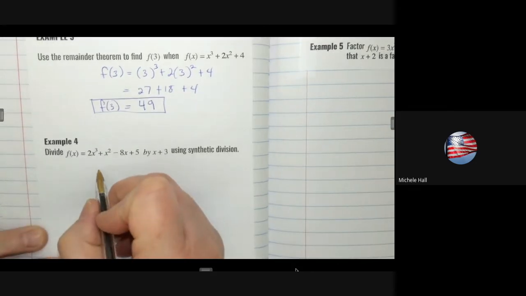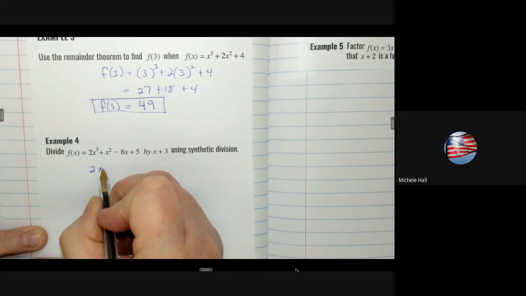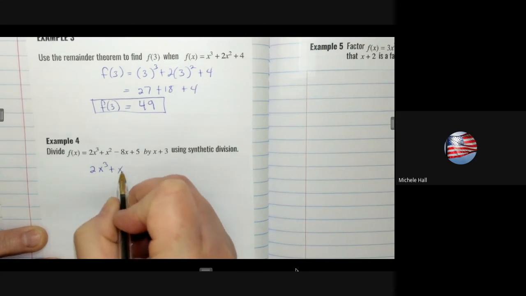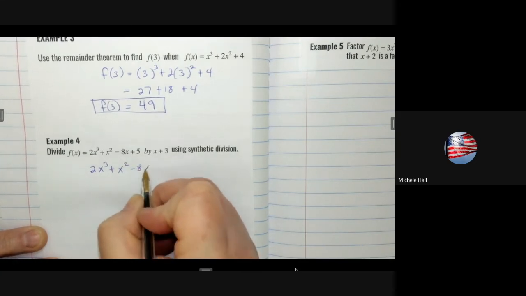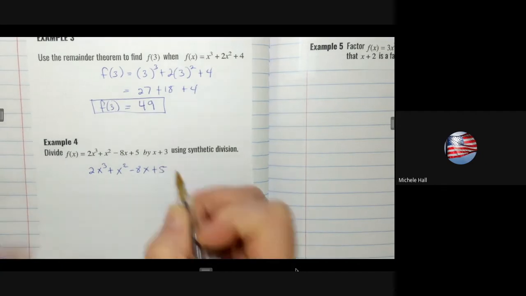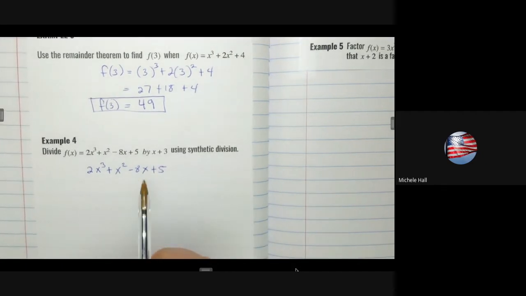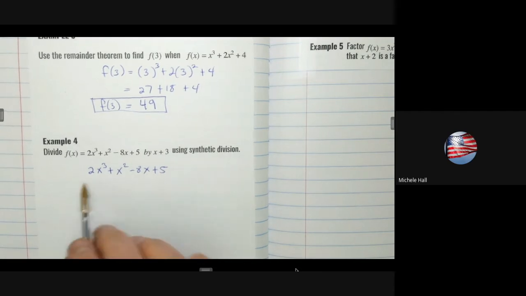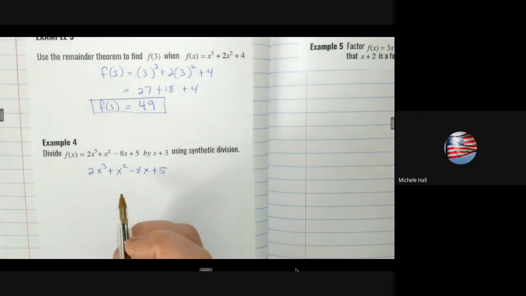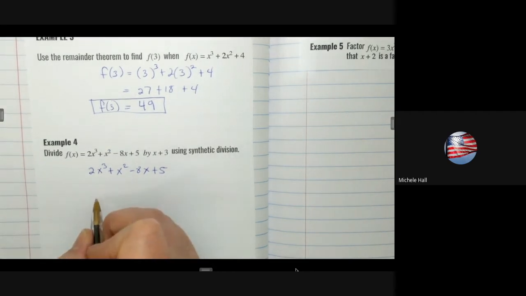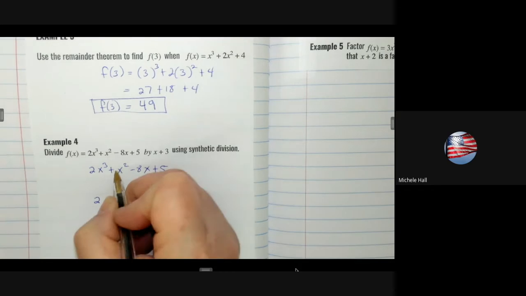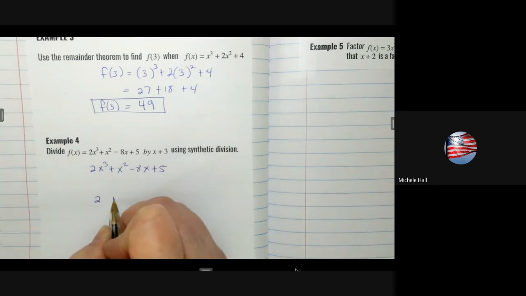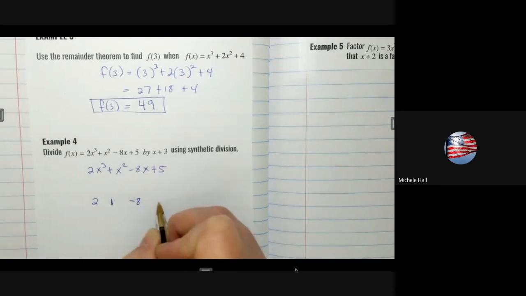All right, we have 2x cubed, x squared, we have an x term, and we have a constant. X cubed, x squared, x to the 1, and x to the 0, or the constant. So all of my terms are here in descending order. You peel off the coefficients. That would be 2, 1 for the x squared, negative 8, and 5.